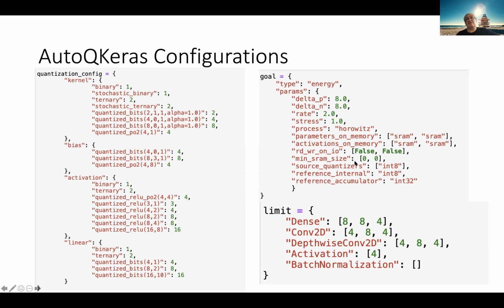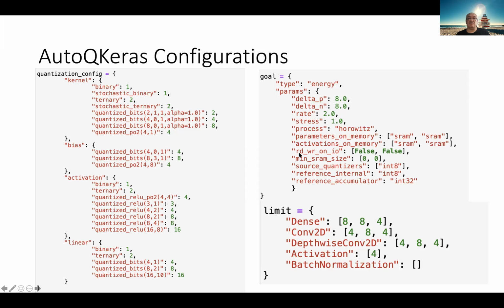And this is exactly what I mentioned before about the forgiving factors. In this case, I want to target energy. And I have the delta P and N, which basically mean the delta to the right of the curve and the delta to the negative, to the left of the stress line. To estimate the energy, we use a paper by Horowitz that uses a 45 nanometer process. And you can specify whether your model's parameters are in SRAM or in DRAM, both for the reference model and for the trial, and whether activations are kept in SRAM or DRAM.